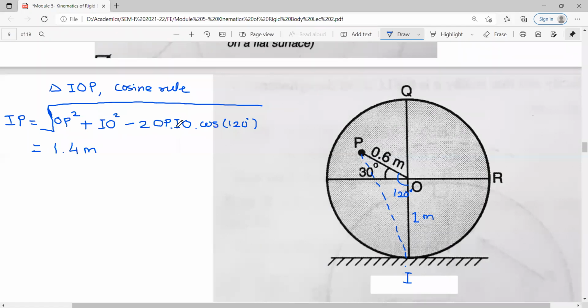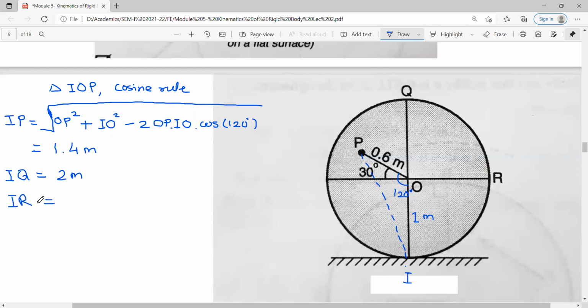Okay, and this angle is 120. So we know the IP. Another is IQ. IQ is simple. IQ is the diameter, right? Diameter is given as 2 meter, I think. Yes. IQ is the diameter. And next is IR. We have to calculate the IR.